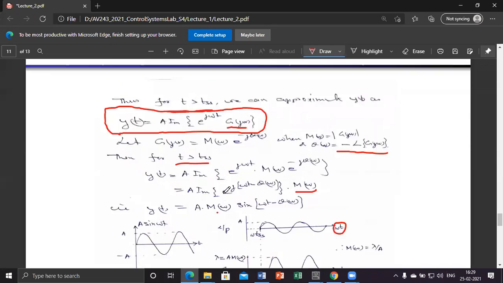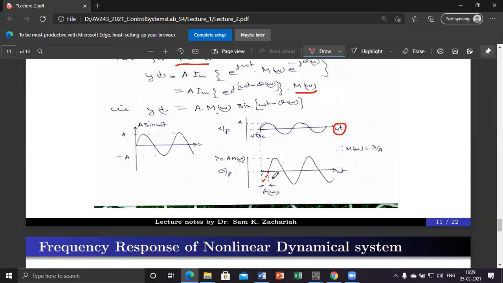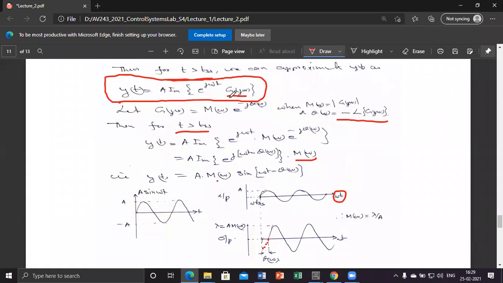And I assume that there is a phase lag of theta omega. Phase lag can be represented like this, a shift to the rightward side. This is the rising portion, and the same rising portion will occur only after theta omega. This is the phase lag. In order to represent phase lag here, I took minus theta omega.